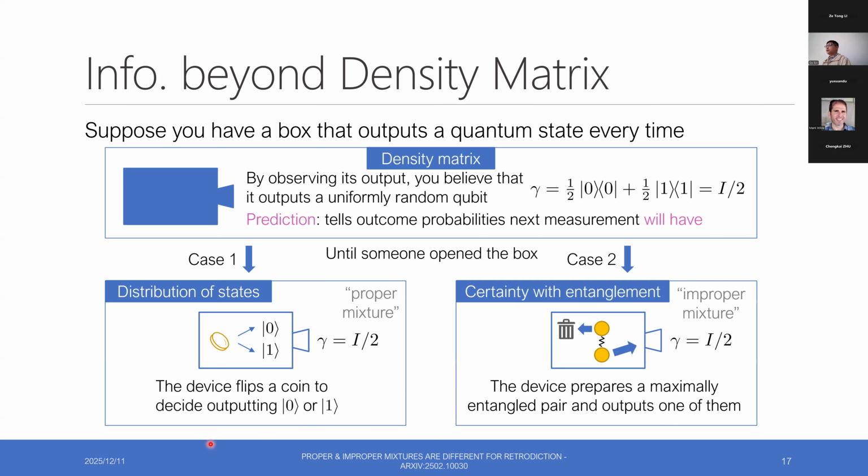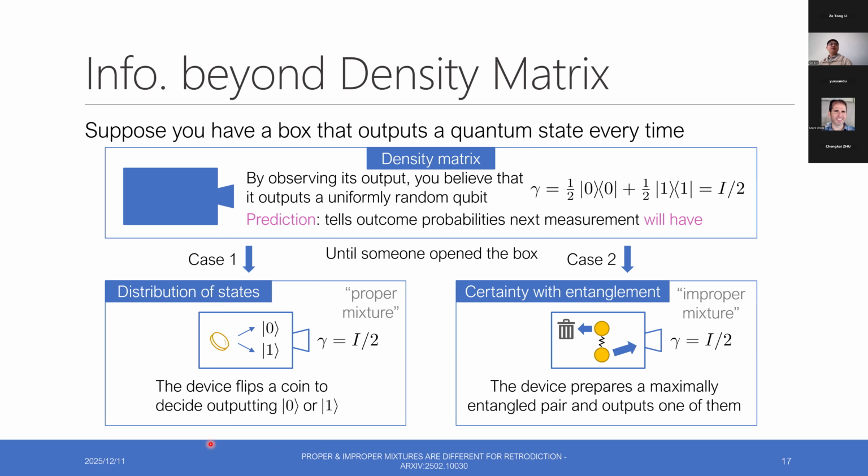There's another case. Say this box always prepares a fixed entangled pure state, but only outputs one part of it and discards the other. So in this case, still, what you observe on the output side is identity over 2. But this is called an improper mixture. Improper mixture means the mixedness comes from discarding another system that is entangled with this system.